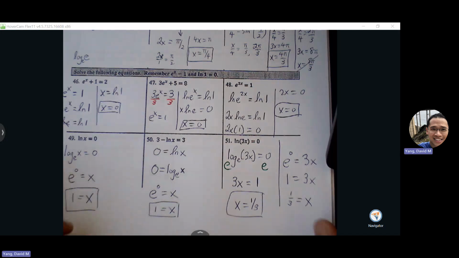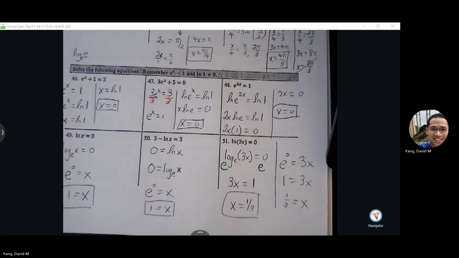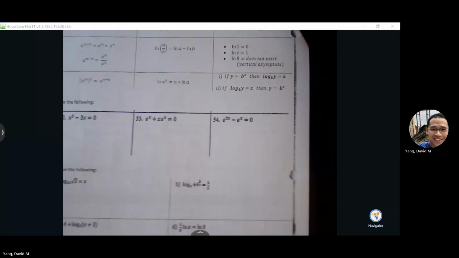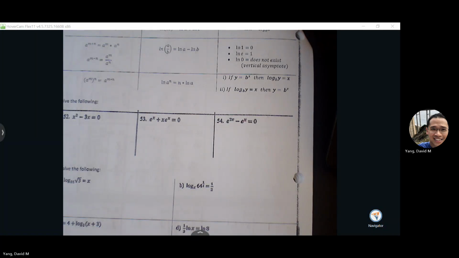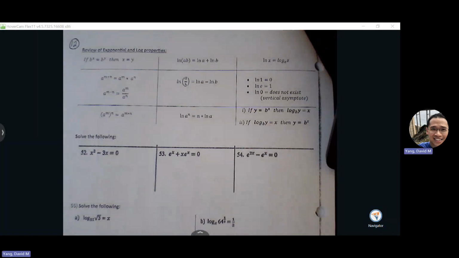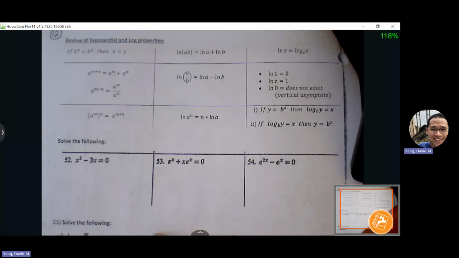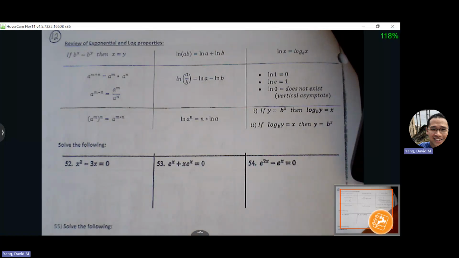Okay, next page. Let me review a couple of exponent and log properties at the top of the page. So page 12.